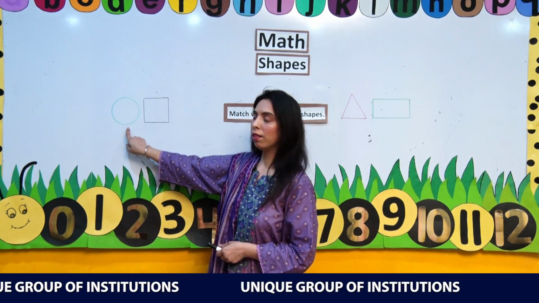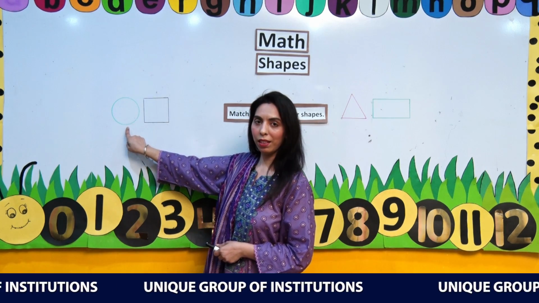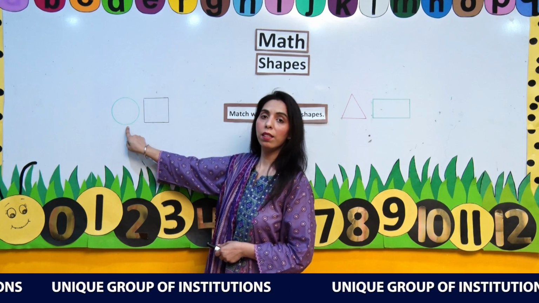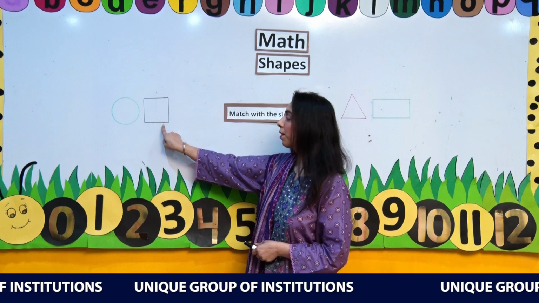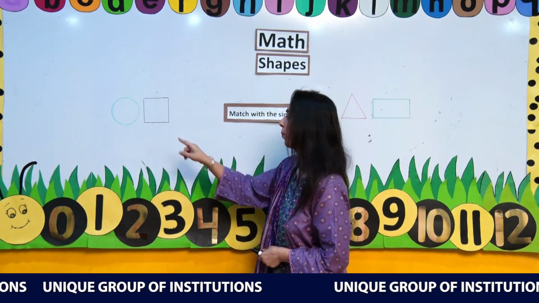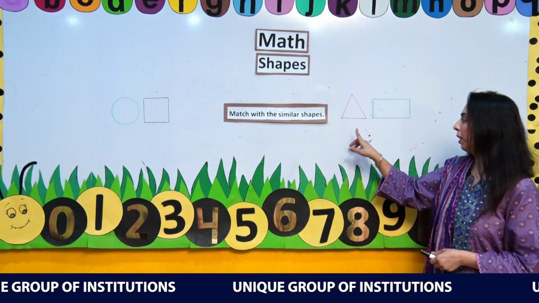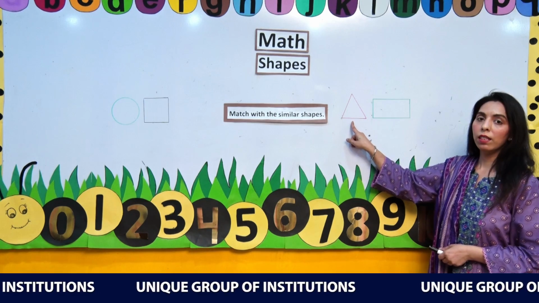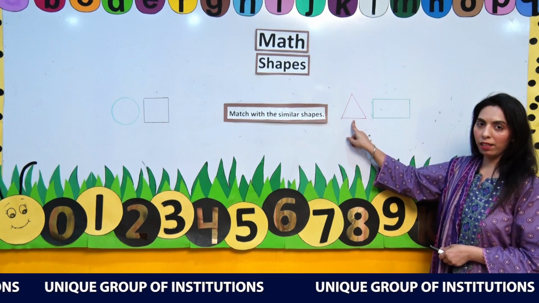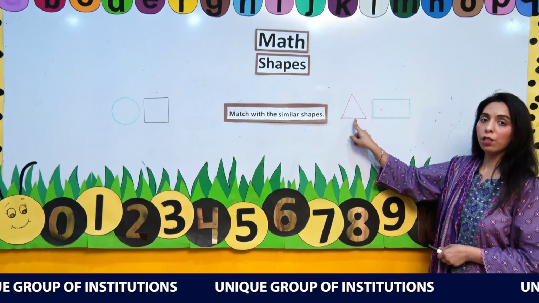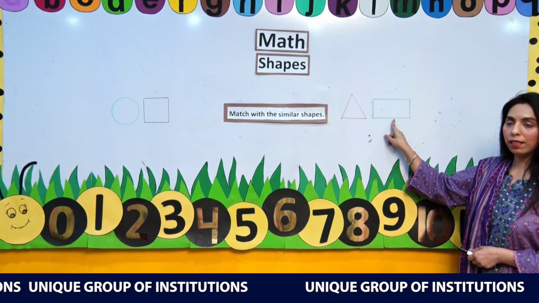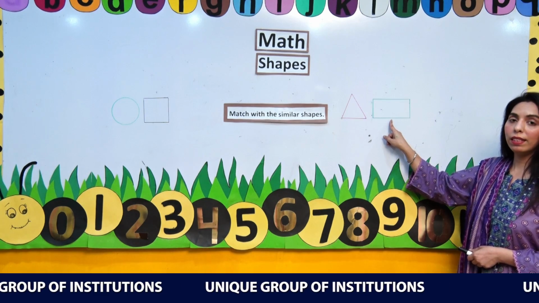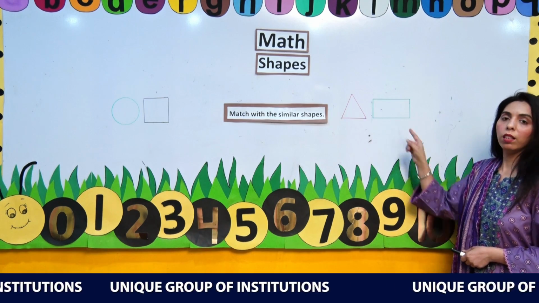Which shape is this? This is circle. Which shape is this? This is square. Now tell me, which shape is this? This is triangle. And which shape is this? This is rectangle.